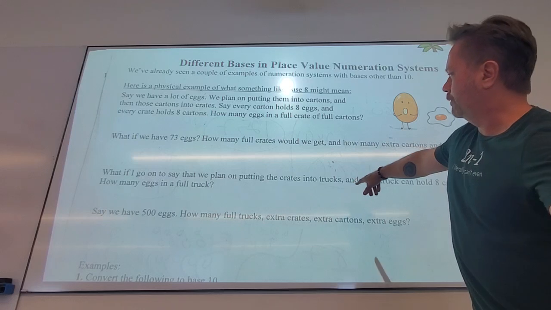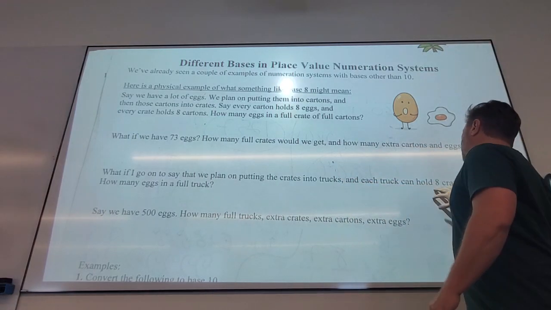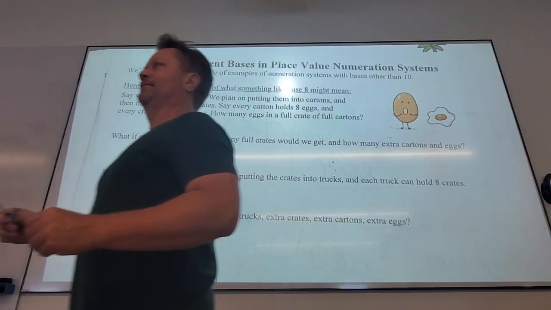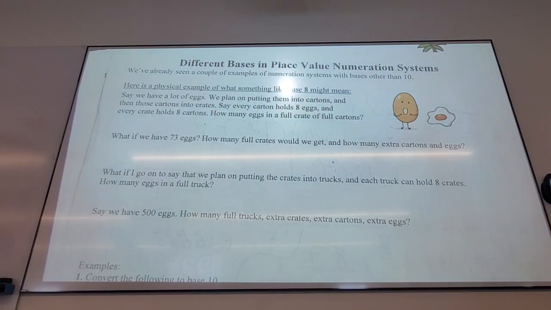What if I go on to say that we plan on putting the crates into trucks, and each truck can hold 8 crates? How many total eggs in a truck if I have a full truck of eggs? Every crate holds how many? 64, and I got 8 of those in the truck. So a full truck of eggs has how many eggs? 512, right? 8 times 64.